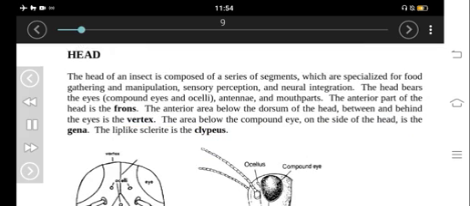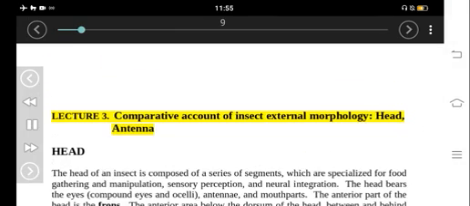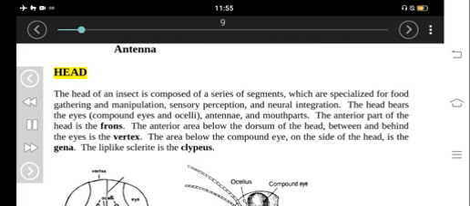Lecture 3. Comparative account of insect external morphology. Head, antenna. Head. The head of an insect is composed of a series of segments, which are specialized for food gathering and manipulation, sensory perception, and neural integration. The head bears the eyes, compound eyes and ocelli, antennae, and mouthparts. The anterior part of the head is the frons. The area below the dorsum of the head, between and behind the eyes, is the vertex. The area below the compound eye, on the side of the head, is the gena. The lip-like sclerite is the clypeus.